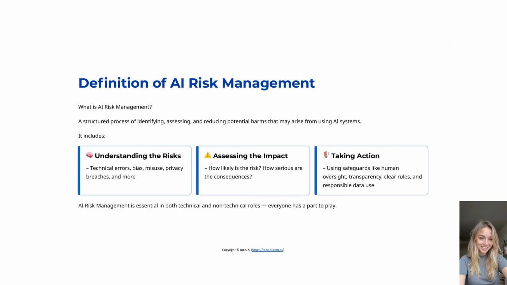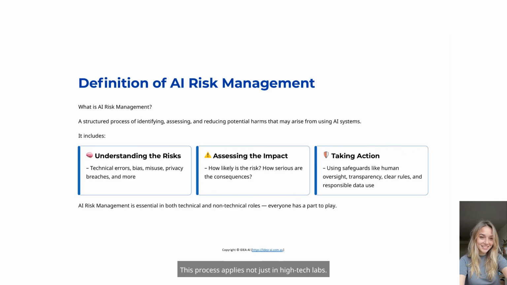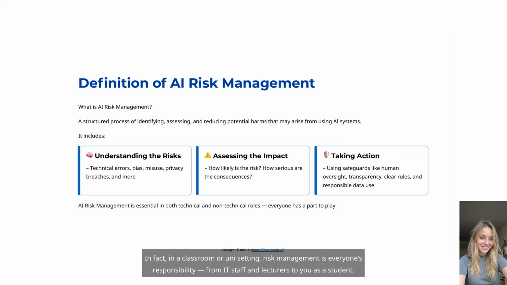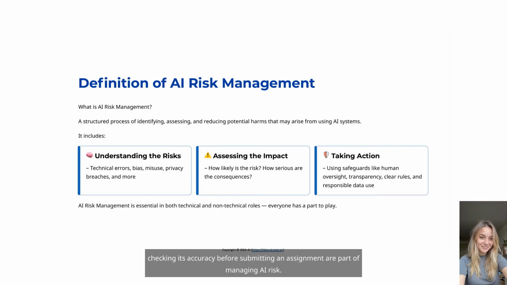3. Take action. We then apply safeguards, such as having human oversight, setting transparent rules, or limiting what data the AI can access. This process applies not just in high-tech labs. In fact, in a classroom or uni setting, risk management is everyone's responsibility, from IT staff and lecturers to you as a student. Even simple things like reviewing an AI tool's privacy policy or checking its accuracy before submitting an assignment are part of managing AI risk.